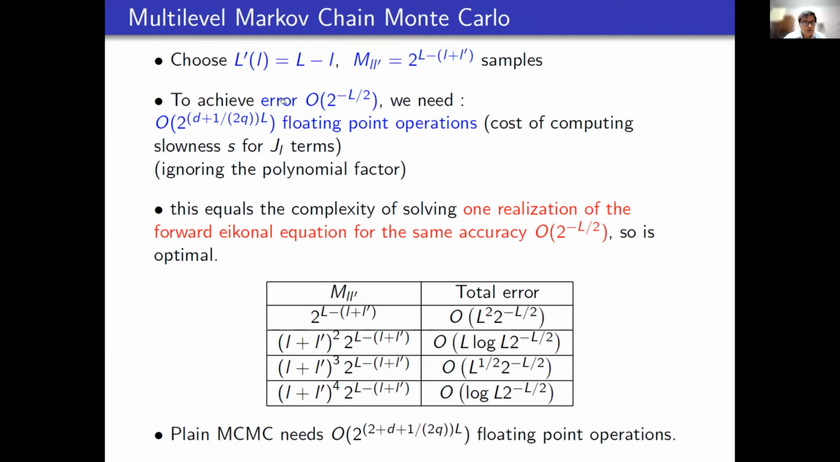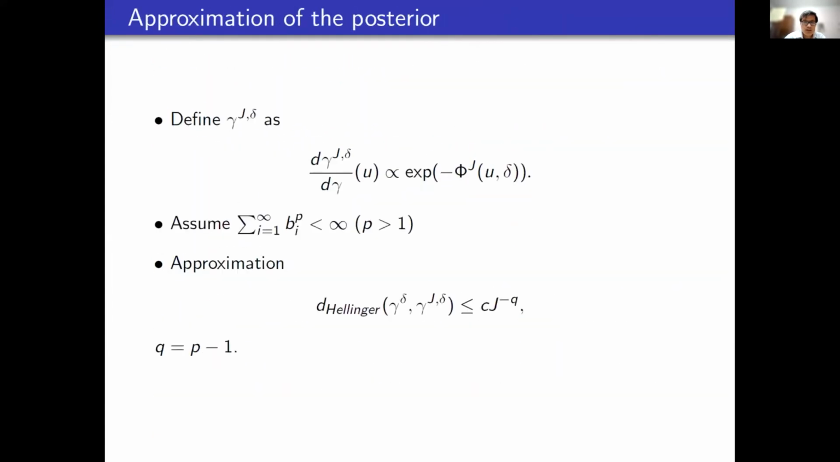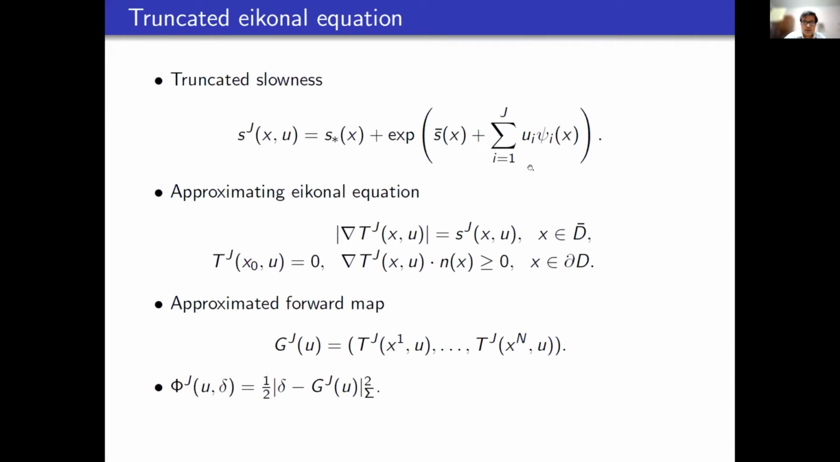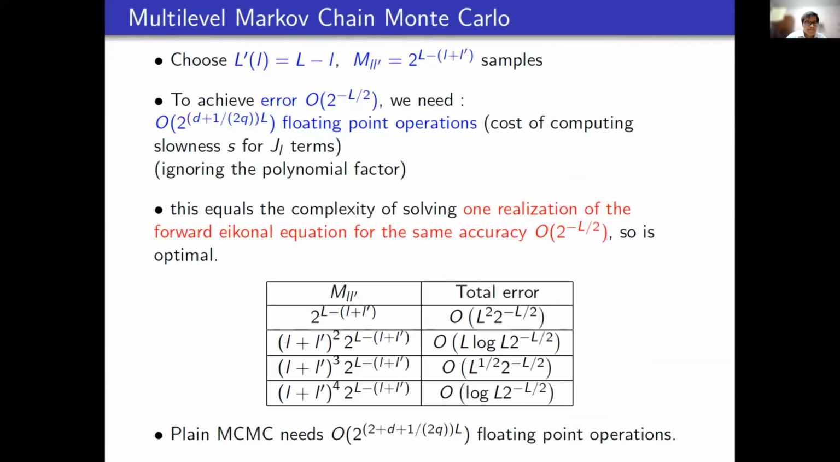So here what you see is that I've got this 1 by 2q times L here. So that is because when we solve the forward equation, we need to compute the summation of the terms in the sum here. So here is the main cost. So if we just have a fixed number of terms, then here we would not have this 1 by 2q here.